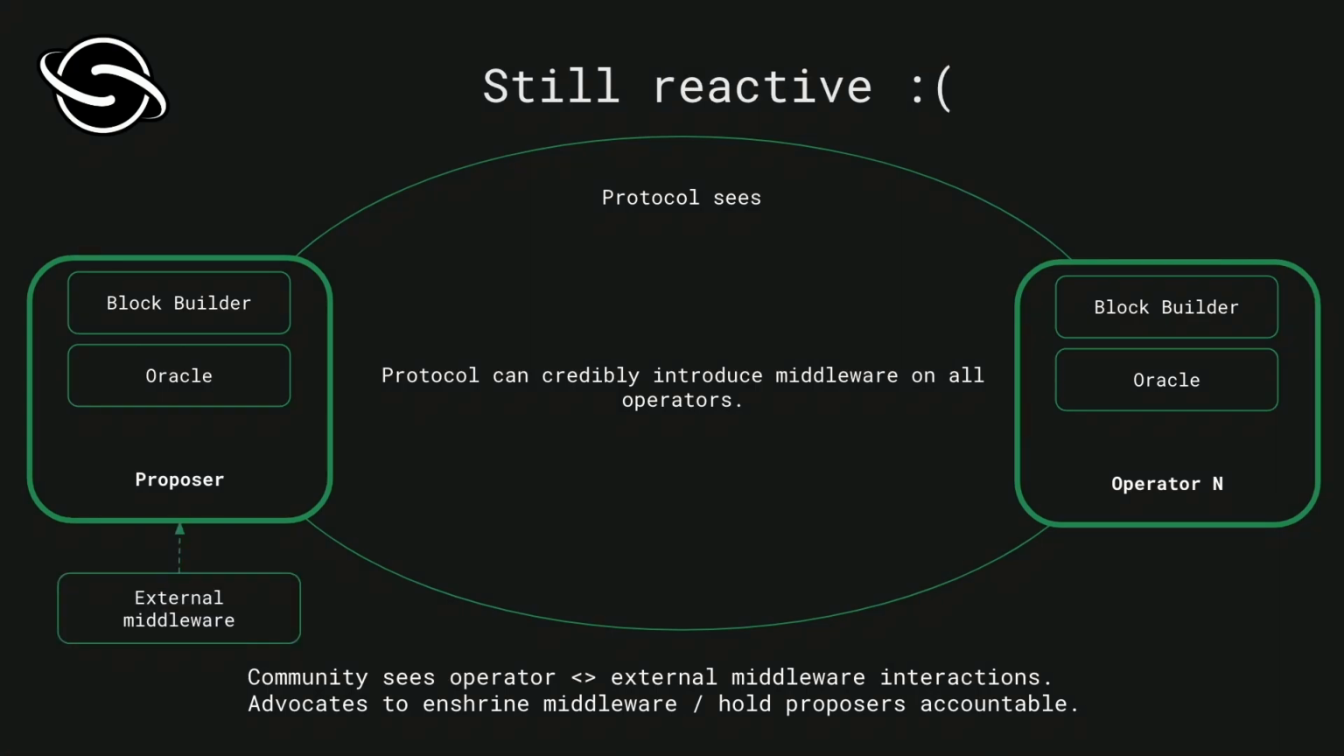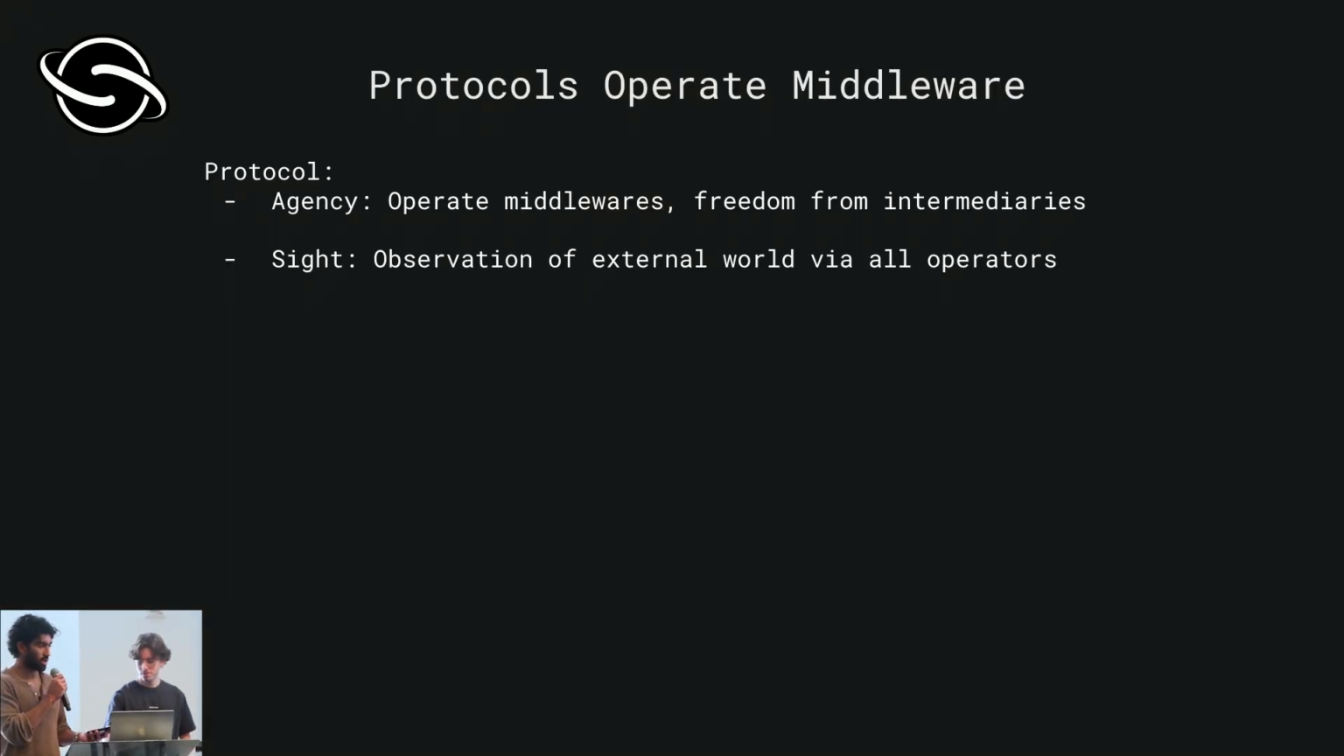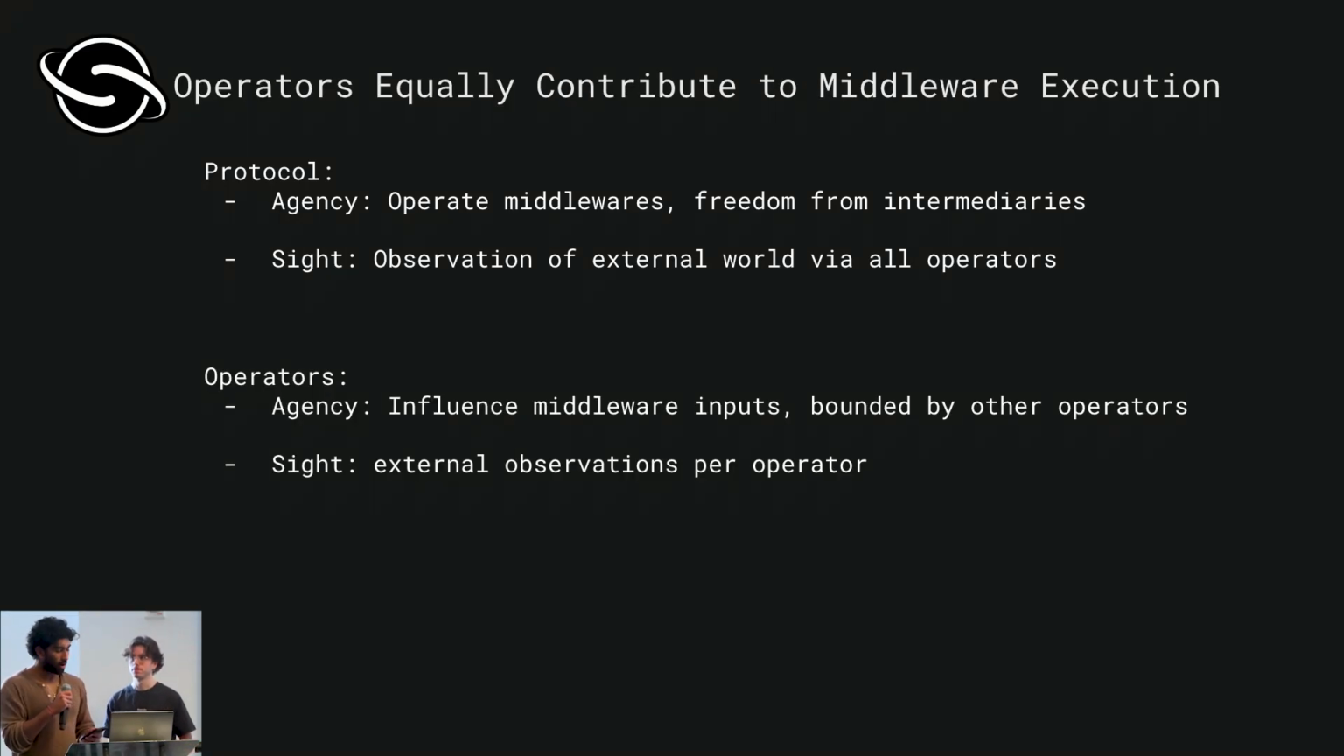Sadly, it's still reactive. If there is some external middleware, these operators still have the ability to enter into these commitments, and the community has to retroactively organize to enshrine these. So as a recap, protocols are now at the stage where they can operate middleware. As a result of this, decentralized applications that depend on these inputs are sovereign. Next. Operators have the ability to equally contribute to the middleware's execution by providing their own input of the outside world.